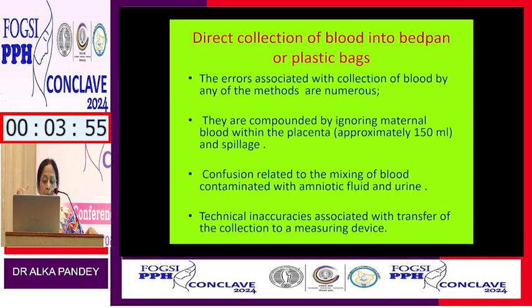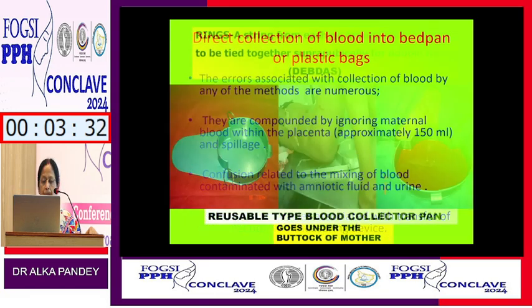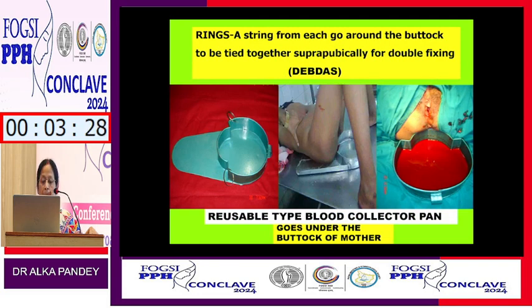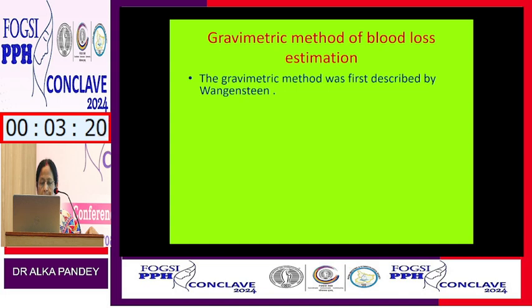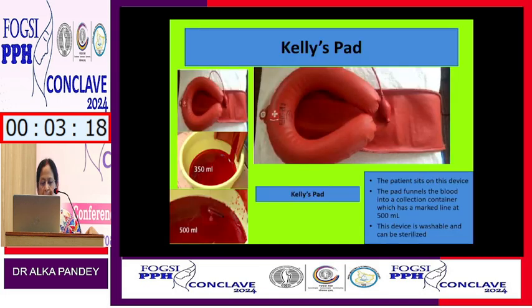The errors associated with collection of blood by any of the methods are numerous. They are compounded by ignoring maternal blood within the placenta, approximately 150 ml, and spillage. Confusion related to the mixing of blood contaminated with amniotic fluid and urine, and technical inaccuracies associated with transfer of the collection to a measuring device. So this is the pan which is put under the buttocks of the woman. This is the Kelly's pad. This is also a collection device.